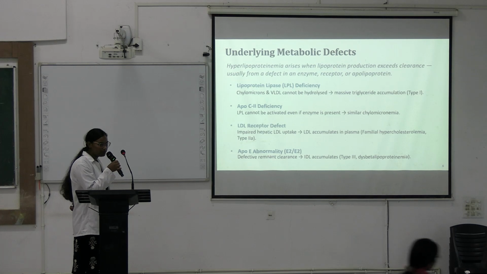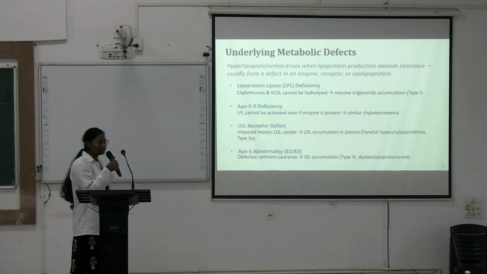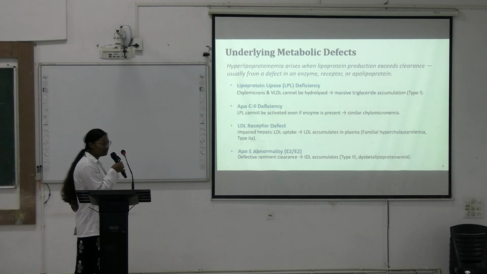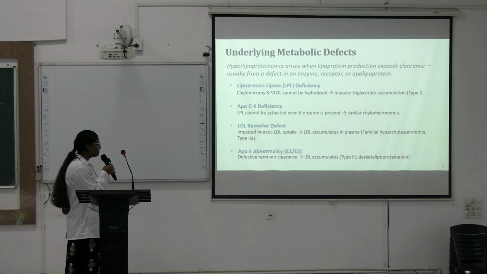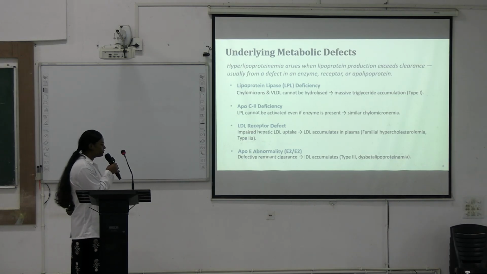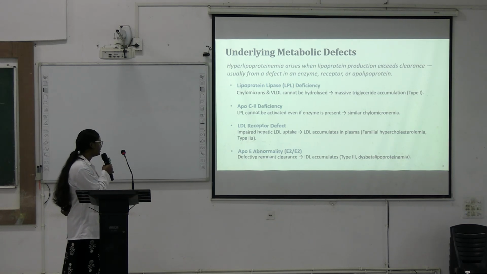Hyperlipoproteinemia arises when lipoprotein production exceeds clearance, and it can be due to various reasons like defects in enzyme, receptor and apolipoprotein. It can be due to lipoprotein lipase deficiency, in which chylomicrons and VLDL cannot be hydrolyzed, and there will be accumulation of triglyceride, which will cause type 1 hyperlipoproteinemia. Now, ApoC2 deficiency. LPL cannot be activated even in the presence of the enzyme, and it will cause similar chylomicronemia.